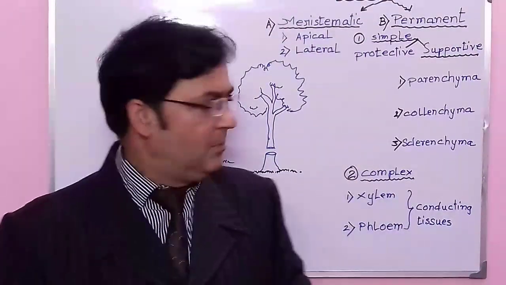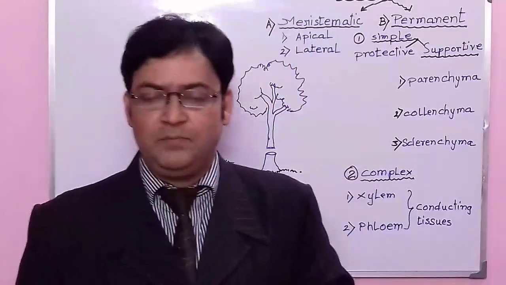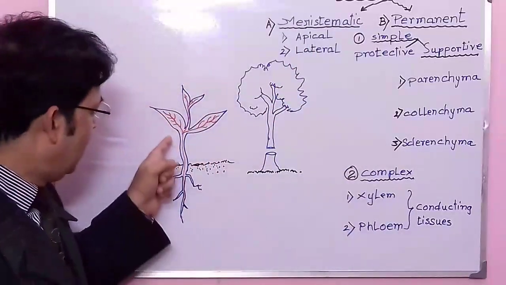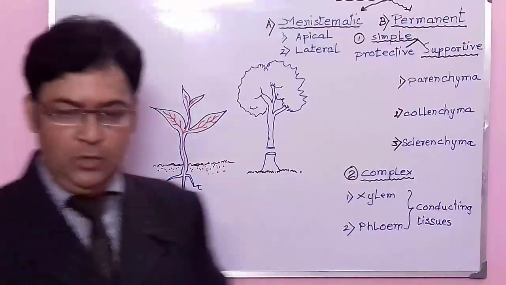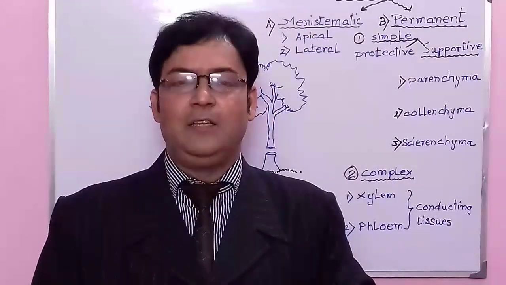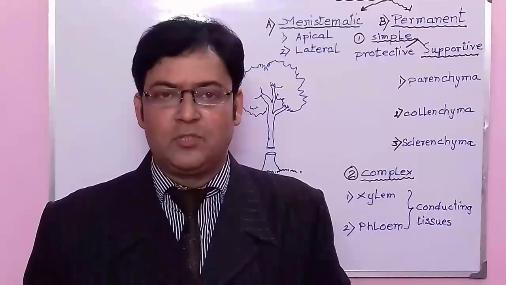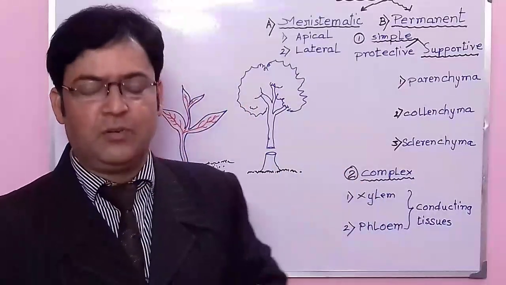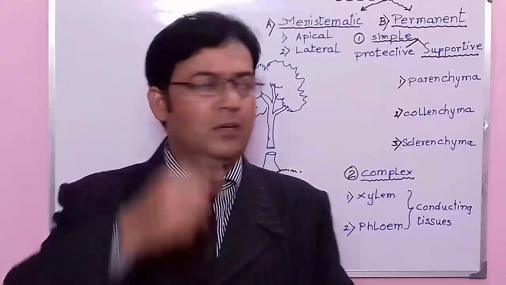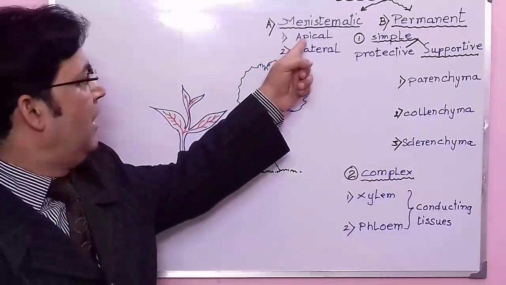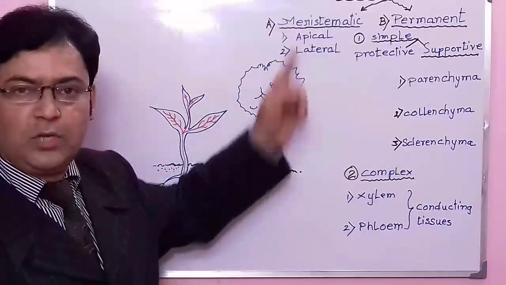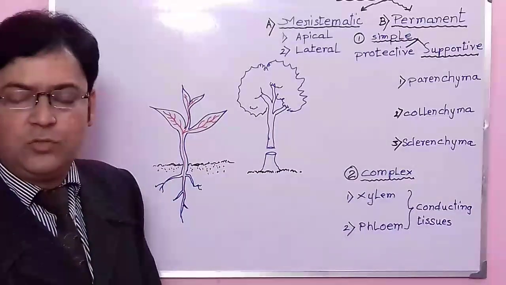That's apical meristem. Lateral meristem, where are they found? At the side of the stems. So that helps in the thickness of the plant. The plant gradually becomes thicker, that's because of the lateral meristem. And the plant becomes taller, that's because of the apical meristem. So two types of meristematic tissues.